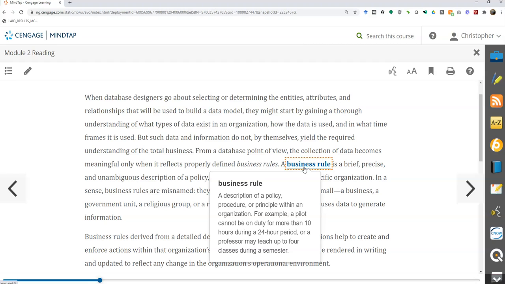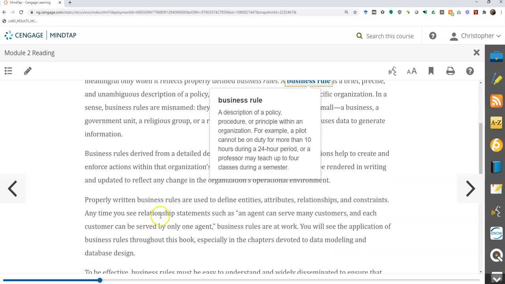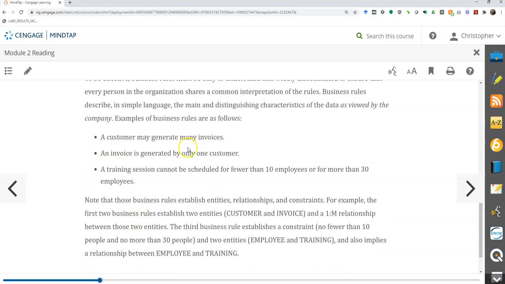Now, when you get to the ER diagrams, these usually get somewhat simplified. So for that first one, about the pilot being on duty, you wouldn't really see that in the ER diagram so much. But the second one, a professor may teach up to 4 classes during a semester, that's the one we just saw where a professor teaches more than one class, but each class is taught by one professor. So this is what they look like. They tend to look something like this.